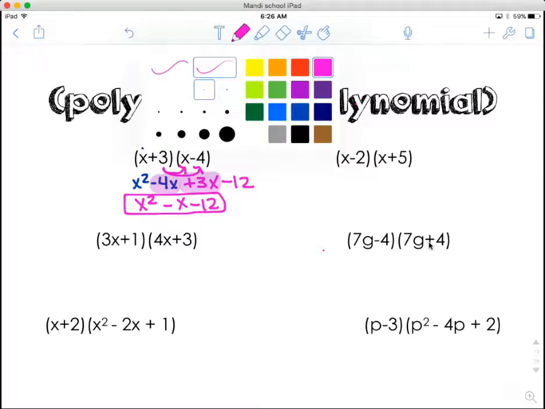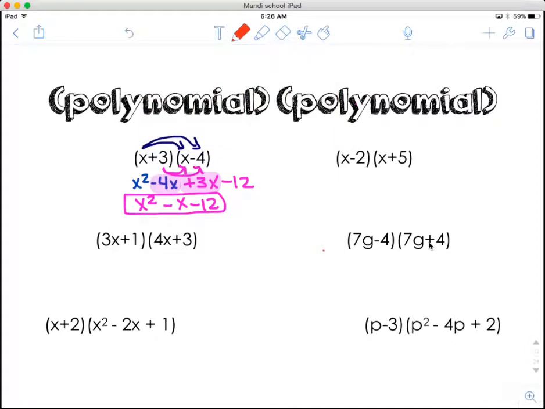Okay, I'm going to work the one right underneath that. So we're going to start with this one. We're going to take the 3x times both. So 3x times 4x is 12x squared. 3x times 3 is 9x.